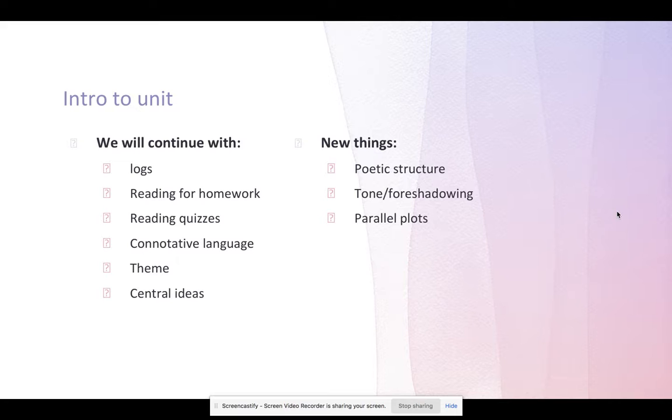Okay. So here are some of the things that we're gonna be doing in the unit. We're gonna keep doing logs. You're gonna keep having reading for homework. You're gonna keep having reading quizzes. We're gonna keep working with connotative language, theme, and central ideas. And then there are going to be some new things. We're going to talk a little bit about poetic structure, not a whole bunch, but a little bit. We're going to talk a little bit about tone and foreshadowing, and we're also going to be working with parallel plots. If you don't know what those things are, that's okay, because you know I'm going to teach you.